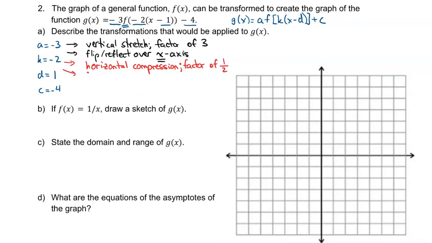The negative is going to flip it or reflect it over the y-axis. That's going to be a horizontal flip, horizontal reflection, which happens over the vertical axis.